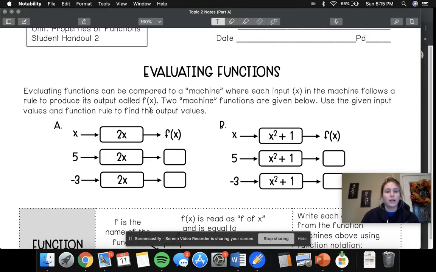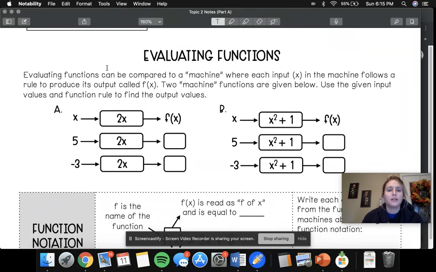All right, we're going to jump around a little bit. When we talk about evaluating functions, they can be compared to a machine where you have an input, you put something into a problem, it has to follow this rule, and you get an output. Usually back in the day, inputs were x's and outputs were y's, an xy table. When we get to algebra, we start talking about function notation, and this f parentheses x is what we're going to talk about today. There are two machine functions given below, and we are going to use the given values in the function rule to find the output values.